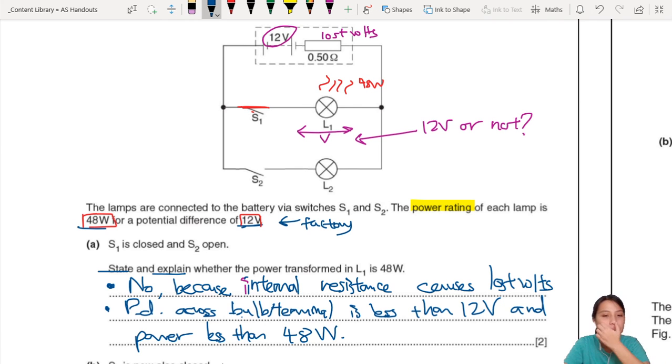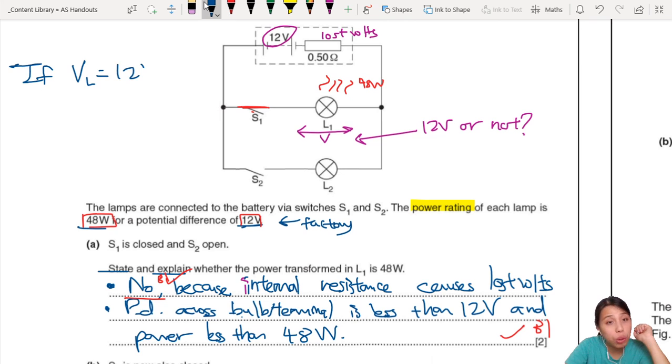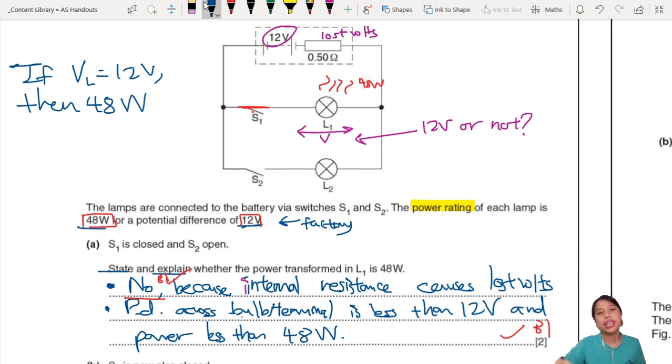There we go. So that's two ideas. First comes your no, and then your because is all this explanation. So 2 marks there, just for explaining. It's a B1 and a B1 there. Just remember, whenever you see this rating, you say if the potential across the light is 12 volts, then yes, it will give out 48 watts. They already calculated it in the factory, they tested the rating already. So that's how you can think of bulbs.